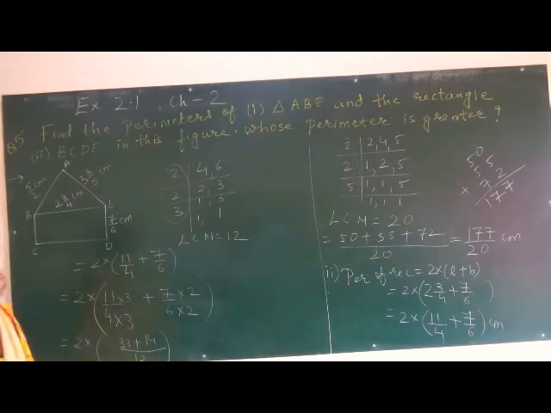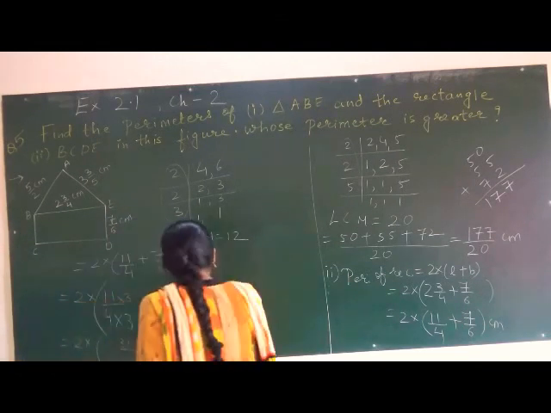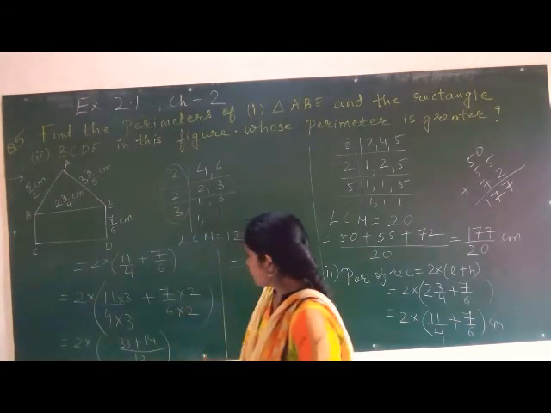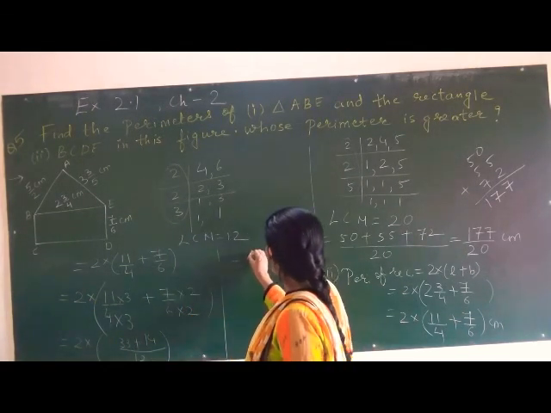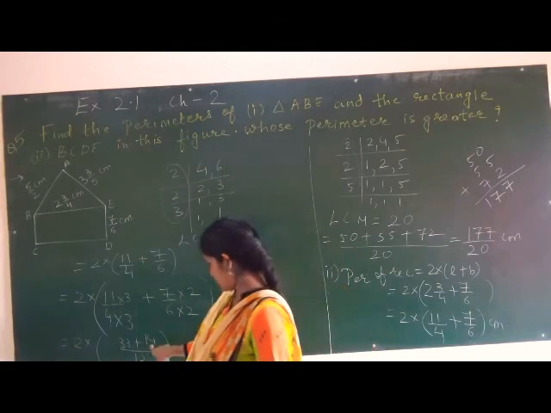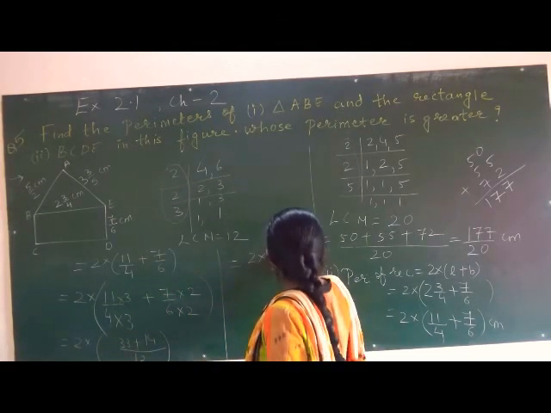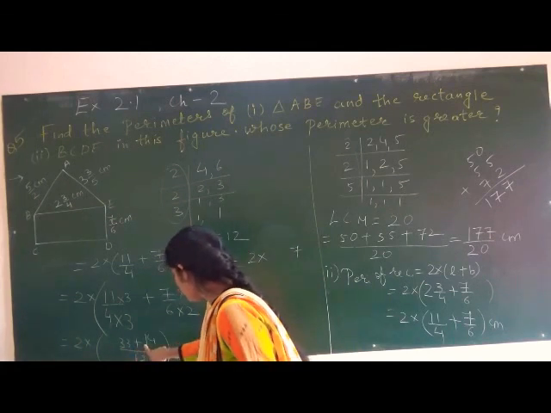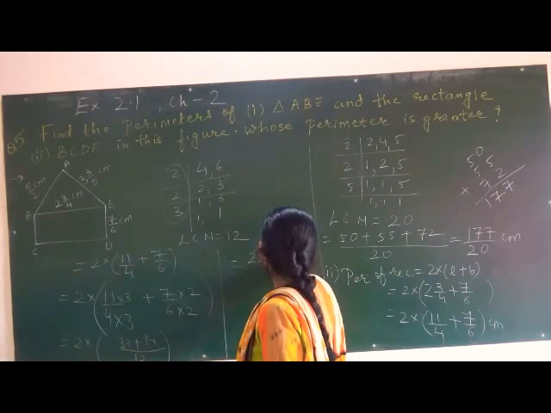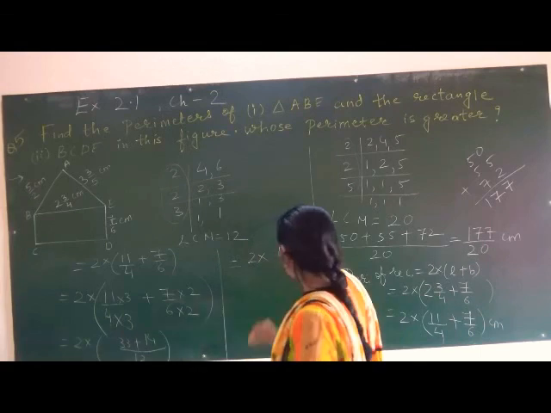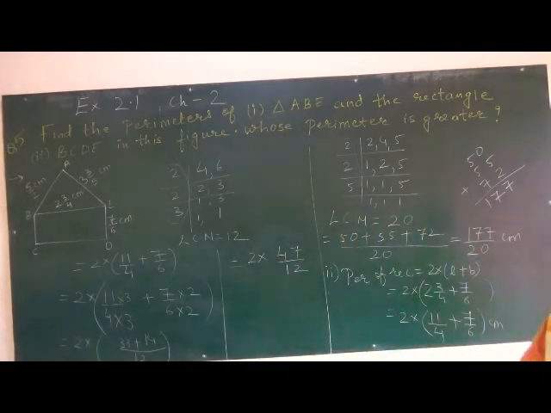Now this we have to solve. So moving ahead, 33 plus 14. What you will get? You can add like this. 3 plus 4 will be 7 and 3 plus 1 will be 4. So 47 upon 12. This we will get.